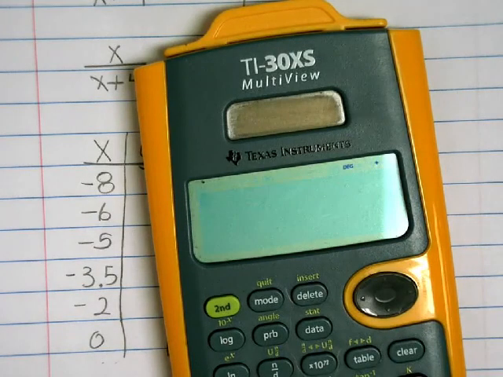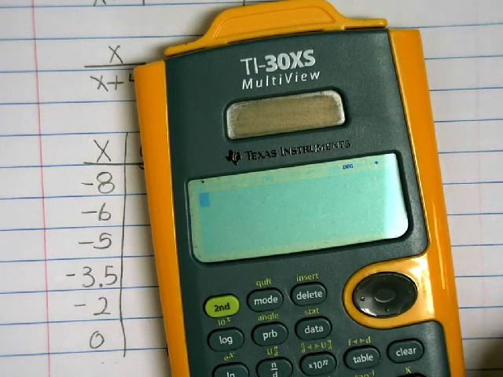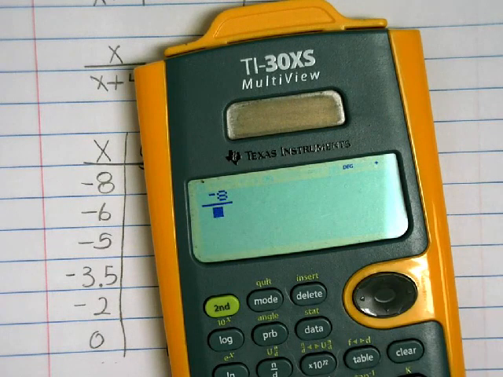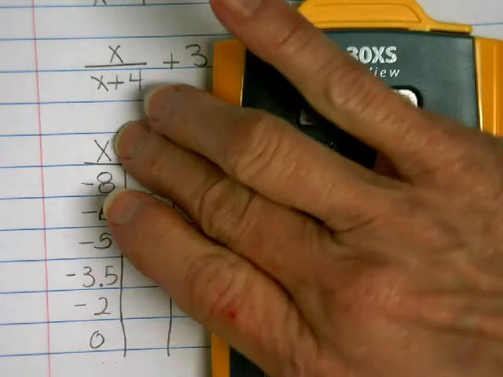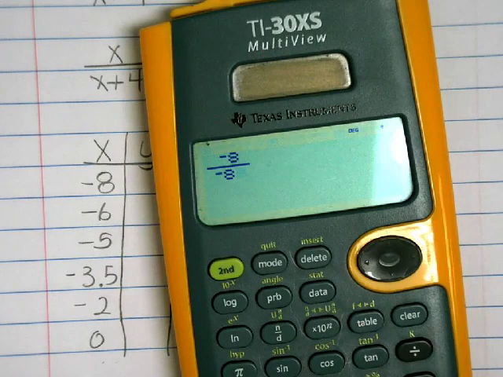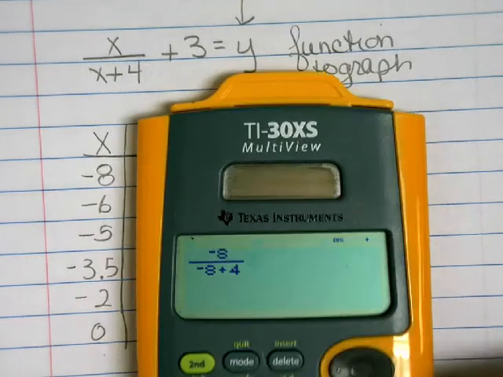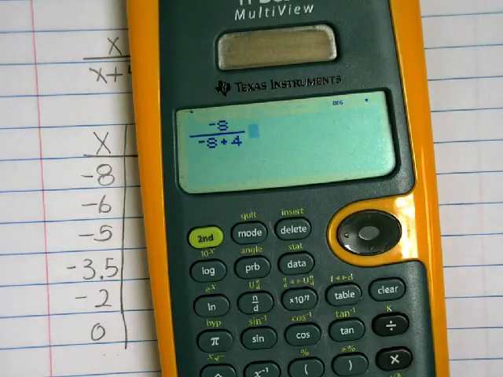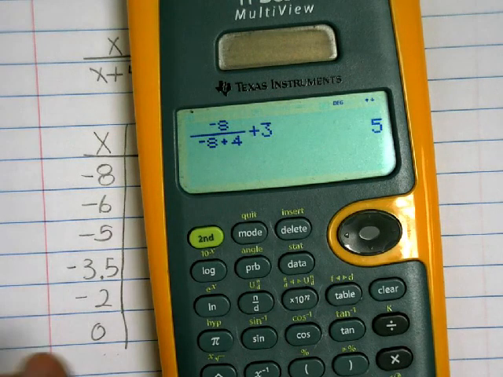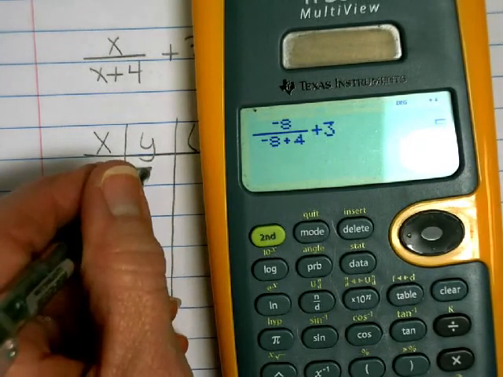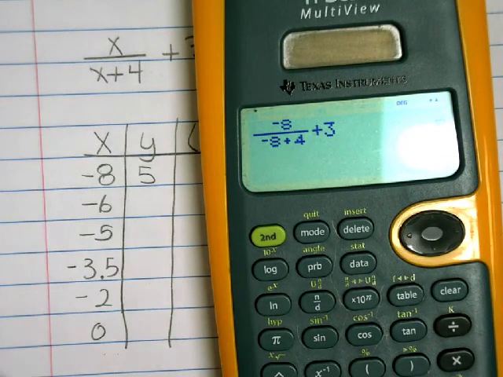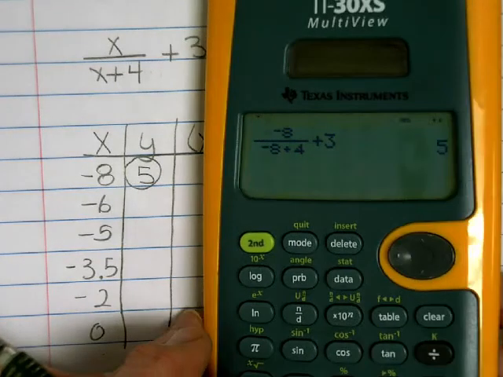So I'll just show you it's possible, but I won't go through every one. So I make a fraction. -8 is the numerator, and the denominator, it was a -8 plus 4. And I scooch it over, and then I add 3 to it. And then that's the output. So my y value is 5. That's what they want you to, you're finding the y values.